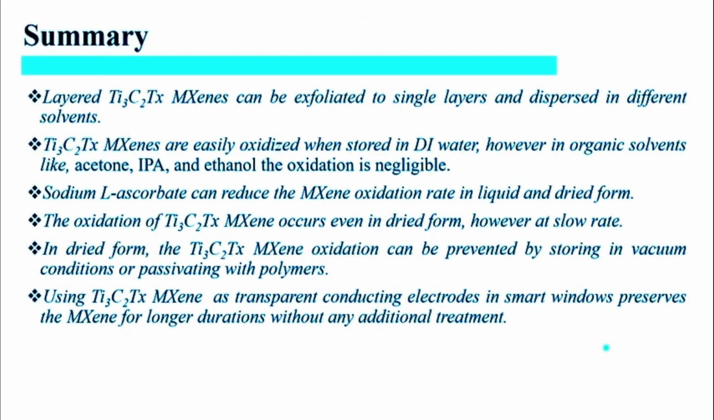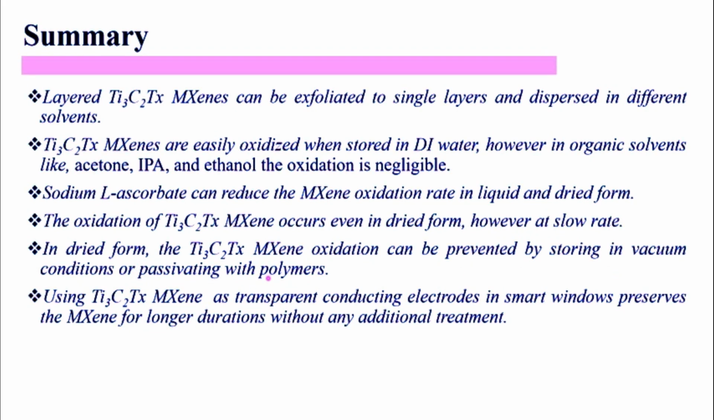Let us summarize it quickly. The MXenes can be exfoliated into single layers, and they can be dispersed in different solvents. MXenes are easily oxidized in DI water if they are stored in water, but they are stable if they are dispersed in organic solvents like IPA, acetone, and ethanol. We can also prevent the oxidation of the MXenes by storing them in sodium L-ascorbate solution. The oxidation occurs even in dried form, but the oxidation rate is relatively slow.